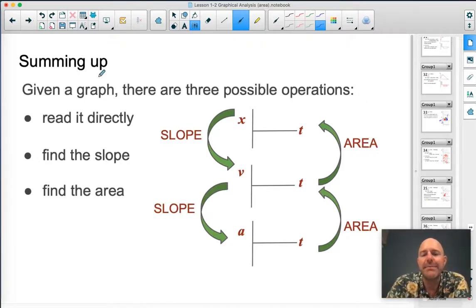So what does this mean? It means that we now have the tools to go using these types of graphs, read directly from it to get position, velocity, or acceleration as appropriate, find the slope of it to get to one more, or find the area, as long as we have an initial condition, to get back up to the top. So that's our big ideas for this video, and we'll see you in class to do some more practice.